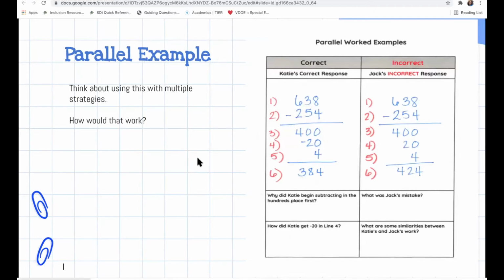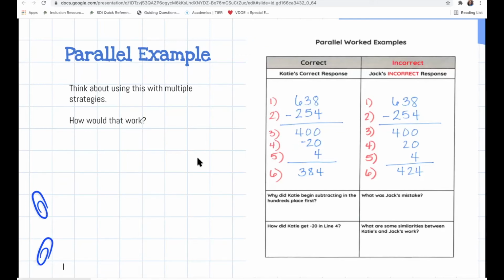Now, a parallel one, you can do a correct and an incorrect side by side. Talk about why they are. One was correct. Why is one incorrect? What was the mistake that they made? I love this one because this is -20. And for many of our students, understanding that I have 30 and I'm taking away 50 is tricky. We use money for a lot of things with our special needs students because one of the things they understand is money. So if I have $30, but I owe you 50, how much do I still owe you if I give you my 30? So that's going to be a -20.